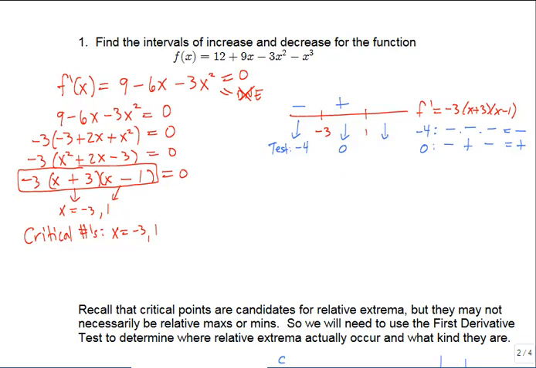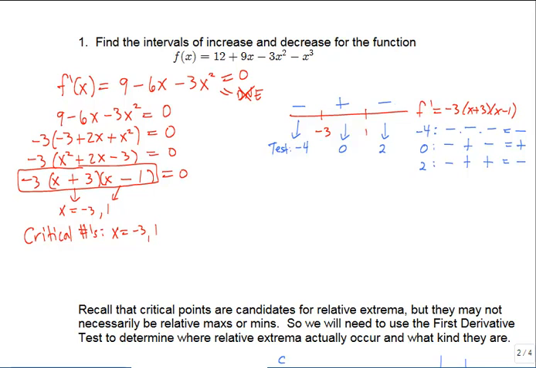And finally, let's pick something over here on the end, maybe 2. Negative 3 is still negative. 2 plus 3 is positive 5. 2 minus 1 is positive 1. So we have only one negative, so this is going to be a minus sign.